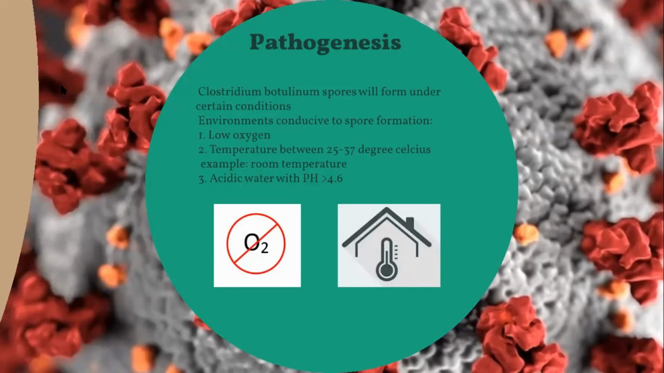So the environment conducive to spore formation includes low oxygen. So we all know that the bacteria needs no oxygen to live. Another is a temperature between 25 to 30 degrees Celsius, for example, room temperature. Third is acidic water with pH greater than 4.6.